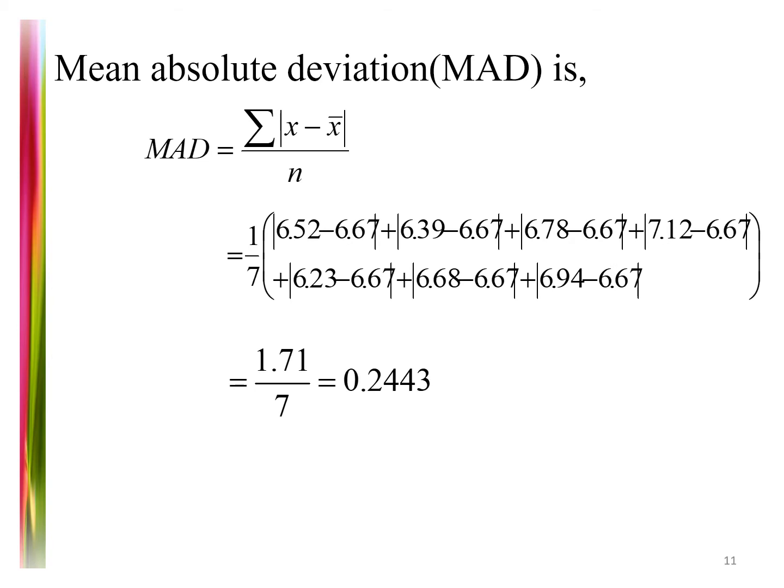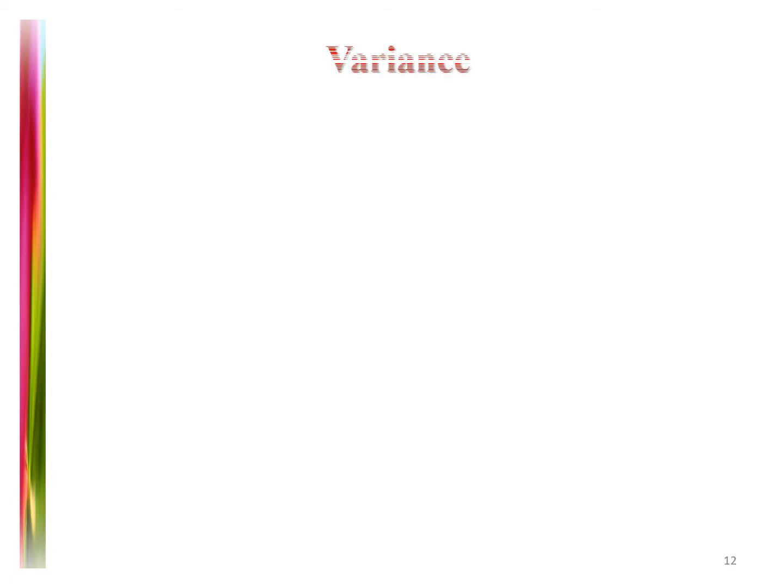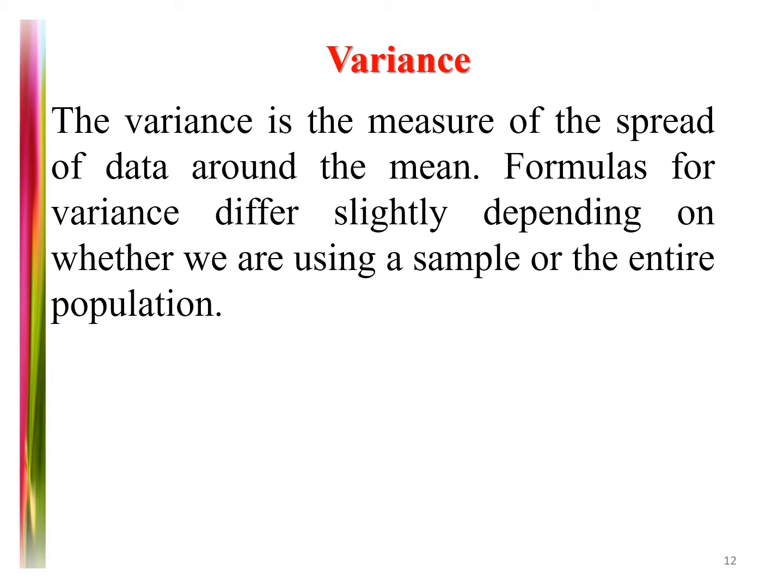So next, if we calculate the mean absolute deviation, this is that formula: summation of absolute value of x minus x bar. First observation minus the corresponding average x bar, absolute value, and second observation minus x bar, third observation minus x bar, the fourth observation minus x bar, up to the last one minus x bar. Here don't forget that absolute value, and then divided by the total number of observations, n. So that should be equal to 0.2443.